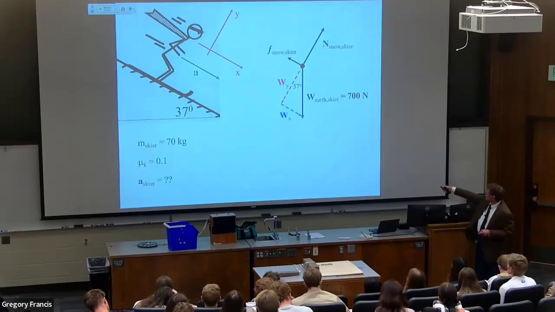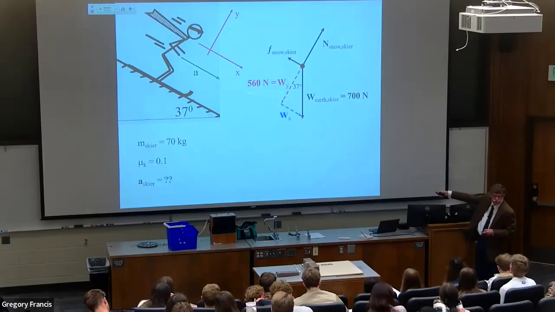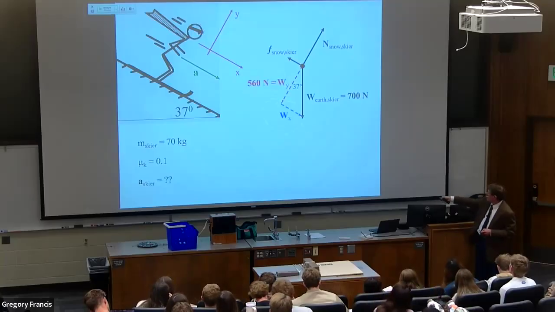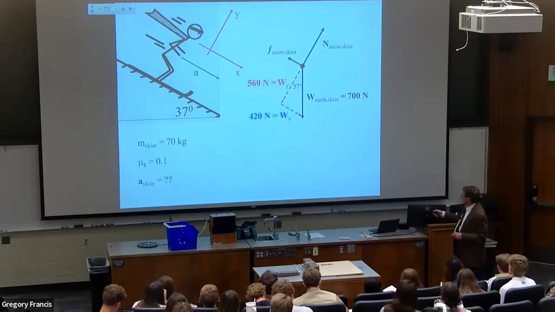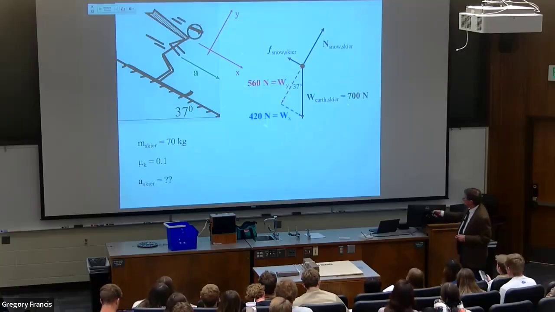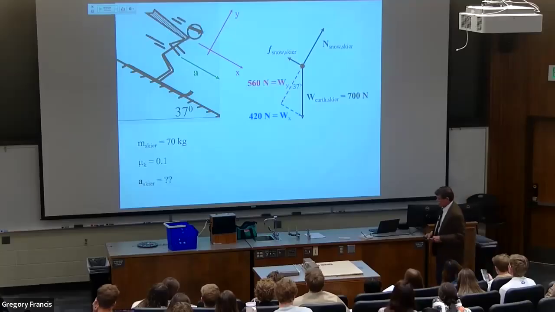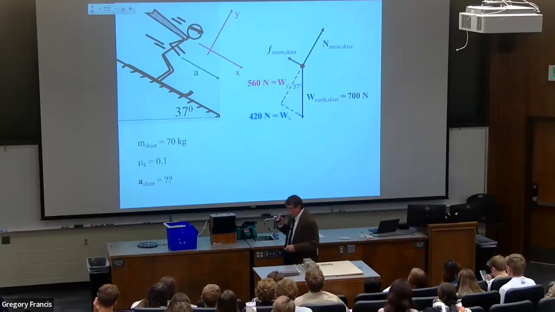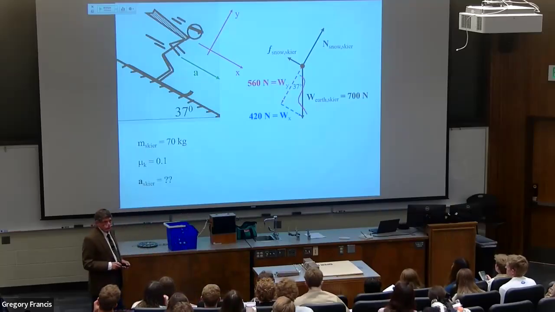Now, once I have that angle, I can use my trig function. This side is going to be 700 times the cosine of 37. That turns out to be 560. This one's going to be 700 newtons times the sine of 37. That turns out to be 420. Now, you can also say that this is a 3, 4, 5 triangle, where this is 3 times 140, this is 4 times 140, this is 5 times 140, whatever. Now, once I have my weight force broken up into components, I throw away the original and I use the components.